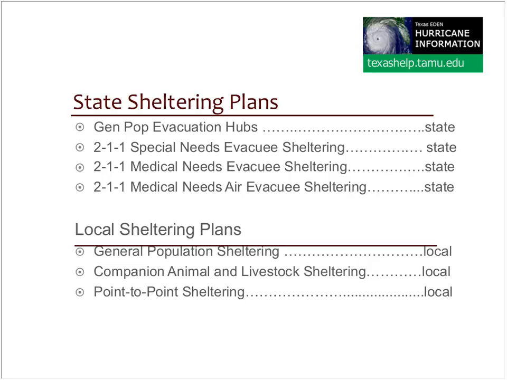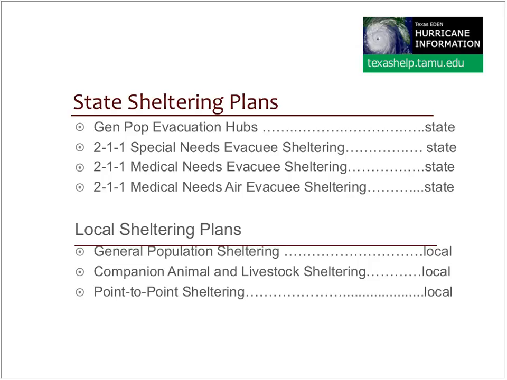So people who are relying on the state for assistance in evacuating, they're going to go to shelters pre-designated in those sheltering hub areas that Andy showed on the prior slide. Those shelters are designated in the state plan. For the general population that evacuates toward those areas, those shelters are part of local plans, local emergency management plans.